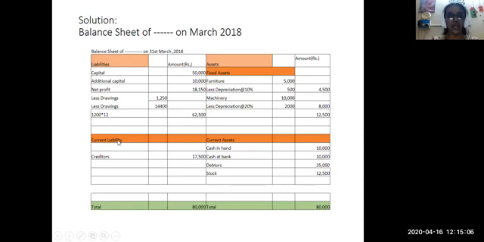Then comes the current liability. We have only creditors as 17,500. So this totals up to 80,000 here, and on the asset side also 80,000. So our asset side and the liability plus capital side are equal to 80,000. This satisfies our balance sheet equation. With this, we have completed the preparation of the balance sheet also.